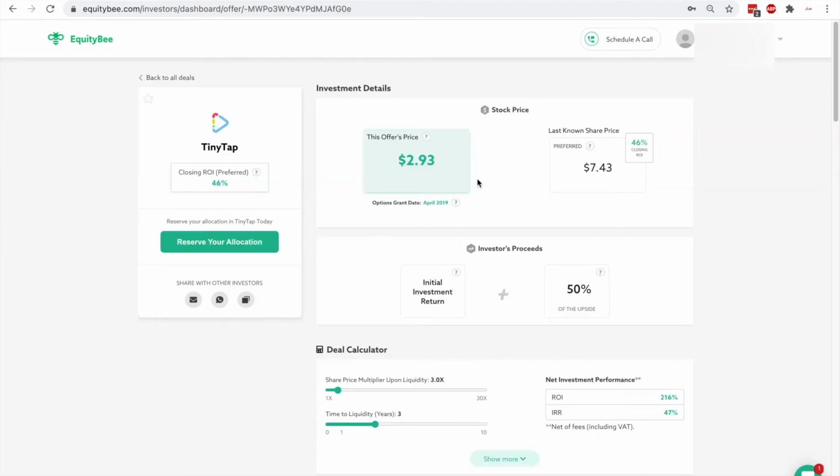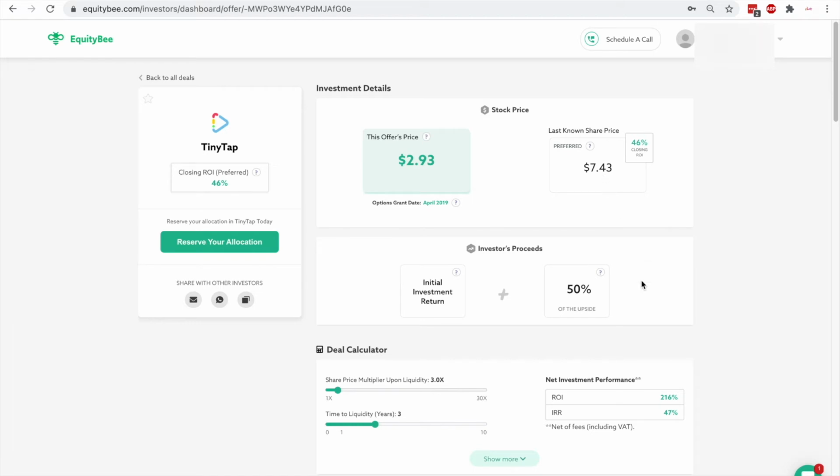So in the investment detail, you have the option grant date. This is the actual day that the employee got this option from the TinyTap company, and then you obviously have the price that he was given at the time. So since then, based on some external factor, Equitybee is telling that the current price of TinyTap shares or options is valued at $7.43. This is probably most likely because there is some further money based on this price. This is why you have this price.